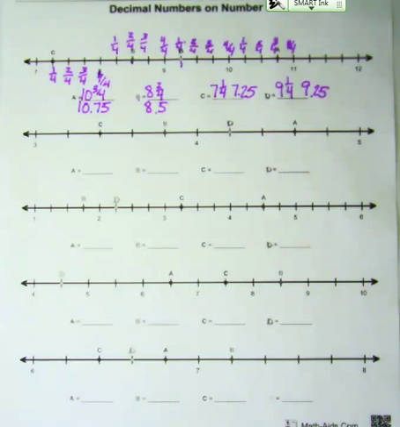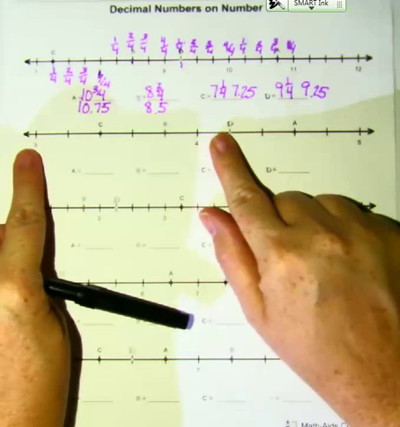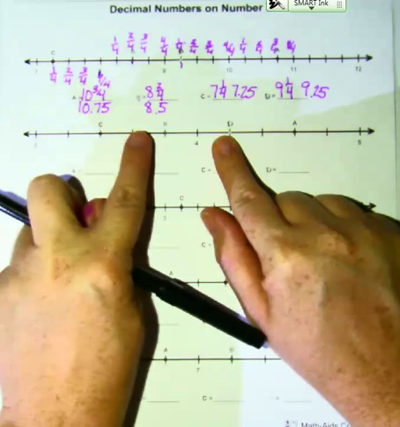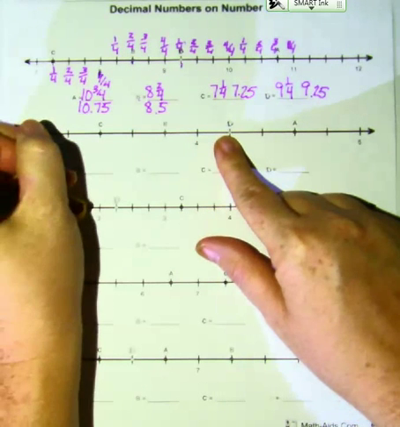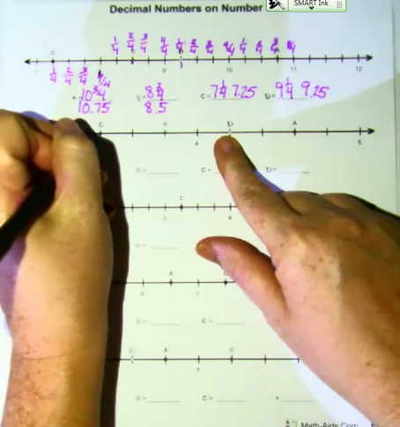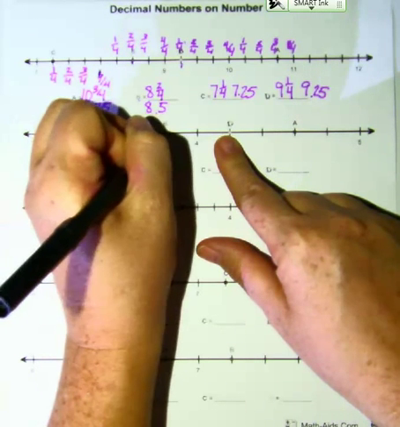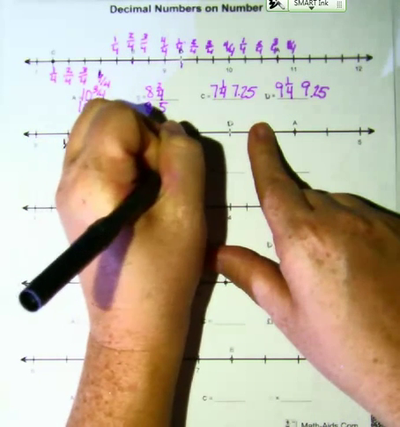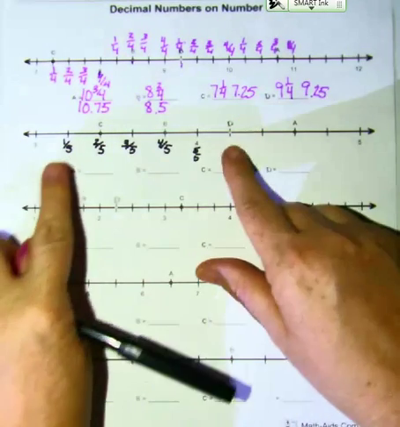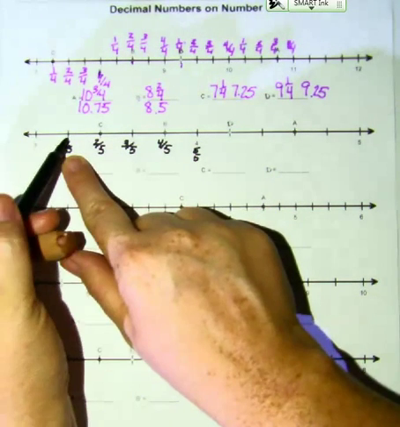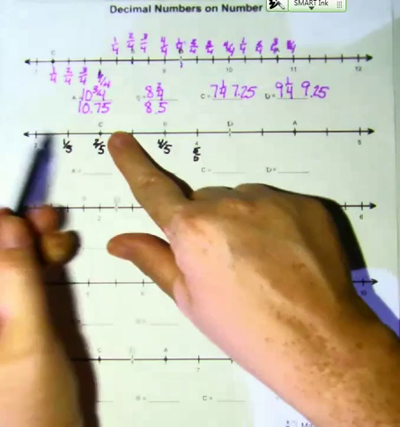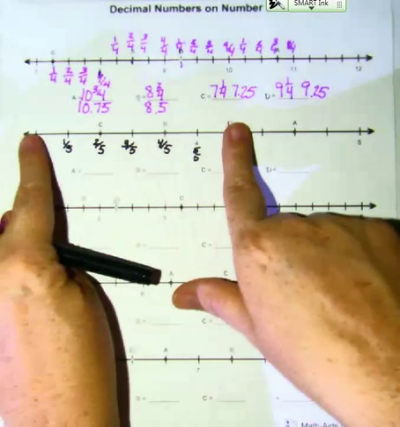Okay, let's do the next one. Between the 3 and the 4, there are 1, 2, 3, 4, 5 sections. So each section starts with a fifth: 1/5, 2/5, 3/5, 4/5, and of course ending again with 5/5. And that should make sense. This is the first one out of the 5. This is the second one out of the 5.